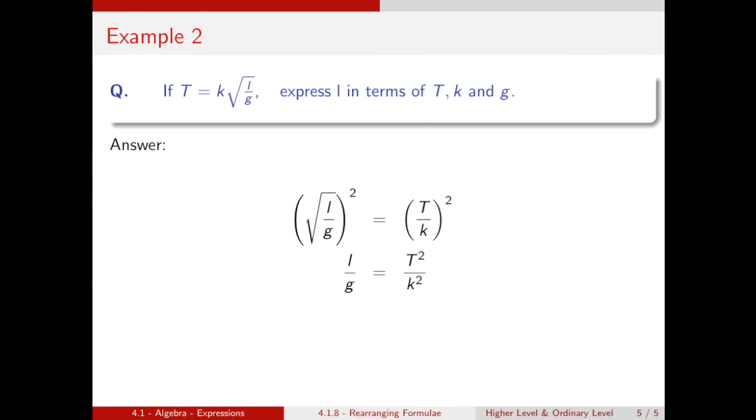And now I just want L to be on its own on the left, so I need to somehow get rid of that 1 over g, and I can do that by multiplying both sides by g. So g times L over g is just L because the g's cancel, and on the right I've got g t squared all over k squared. So again, I've got L on its own and it's being expressed in terms of t, k, and g. So I'm done.